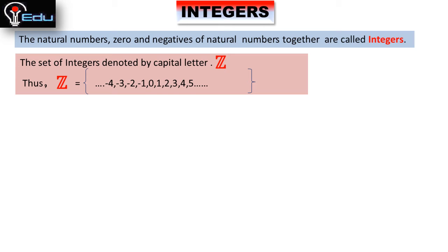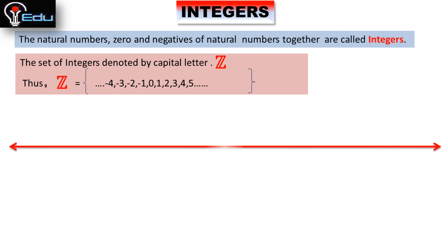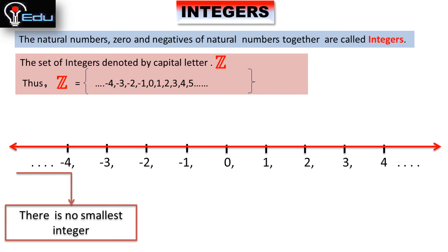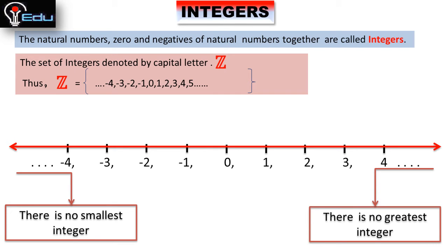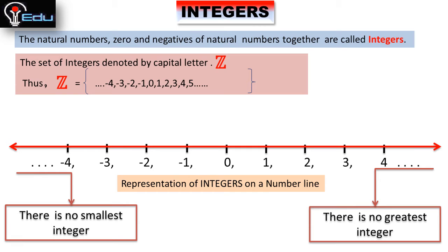These are the set of integers, represented with a capital letter Z, and now we will see the representation of integers on the number line. So this is the number line, with the positive side and the negative side. There is no smallest integer and there is no greatest integer.